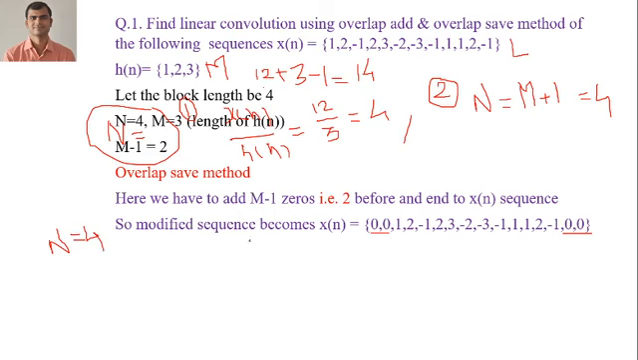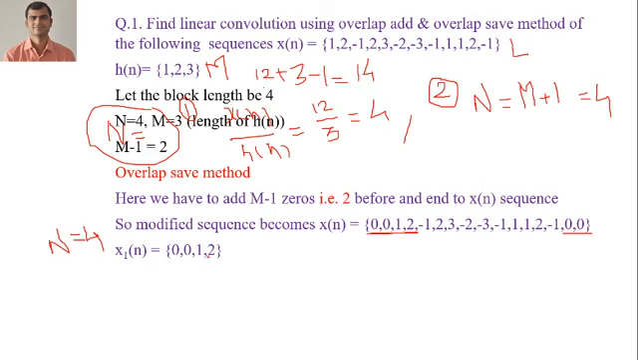So we'll have the sequence x1 of n. Now we have to divide. For the sequence x1 of n, initially you take these 4 samples because the block length is 4. So we have taken the initial 4 samples. Now to get x2 of n, we need to take the last M minus 1 samples of the previous sequence. The previous sequence is x1 of n.